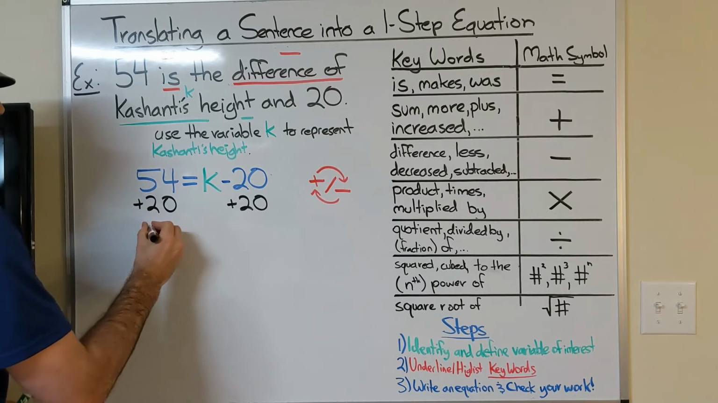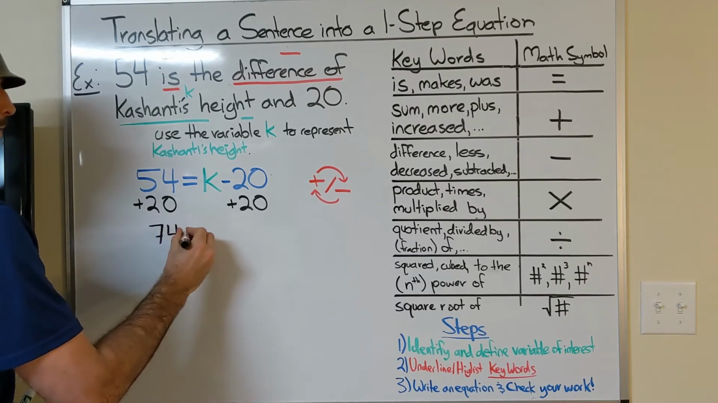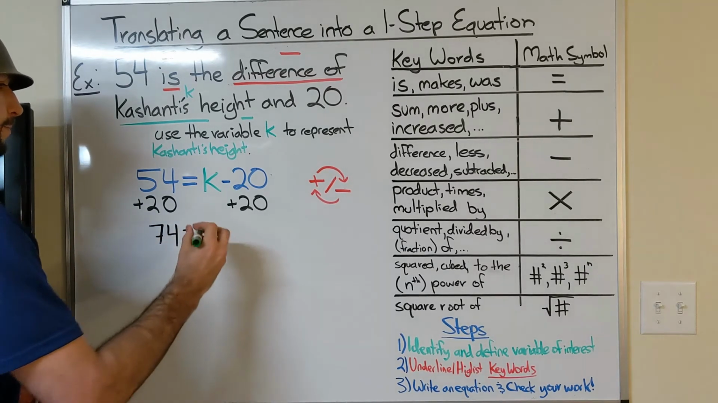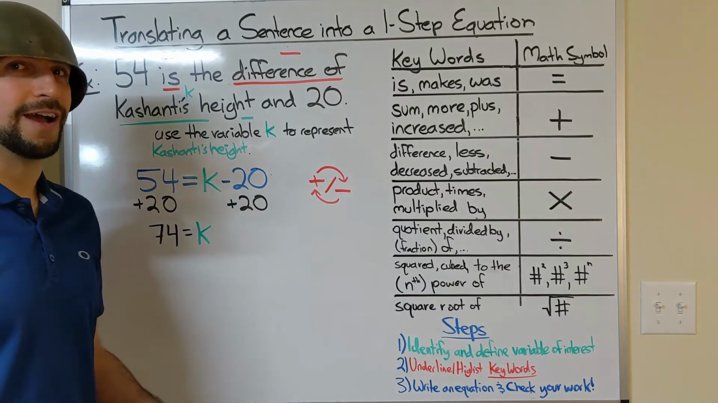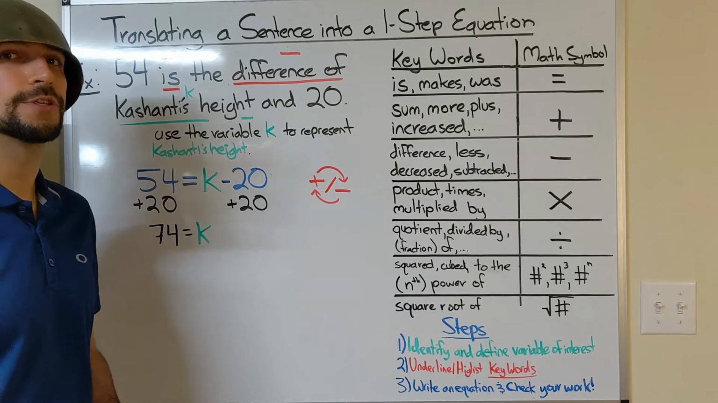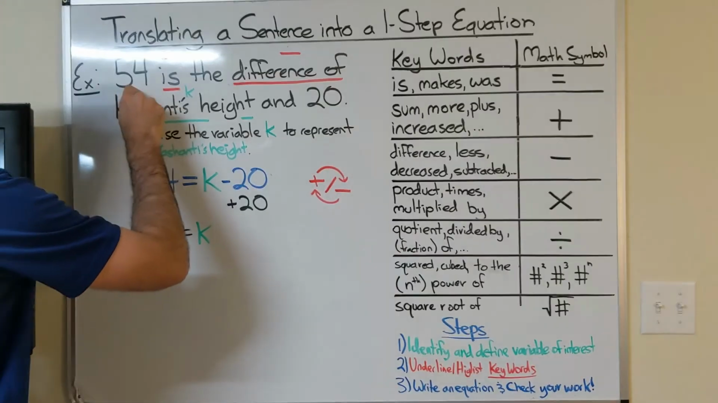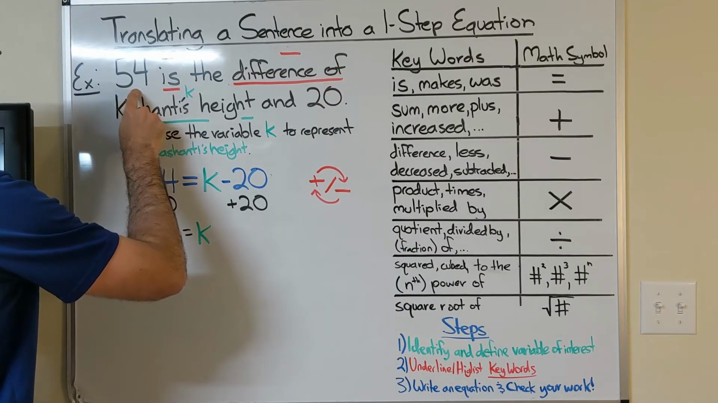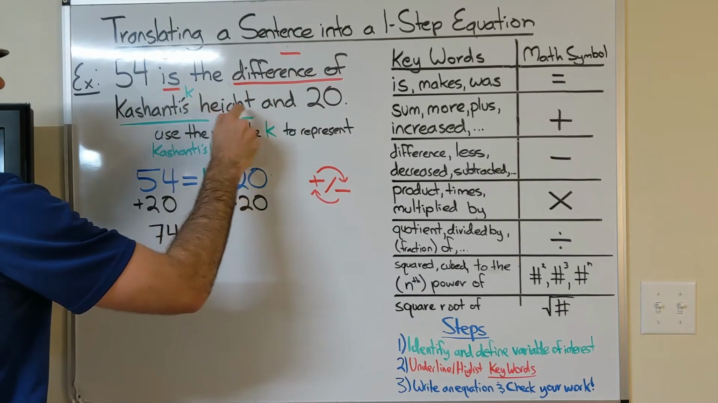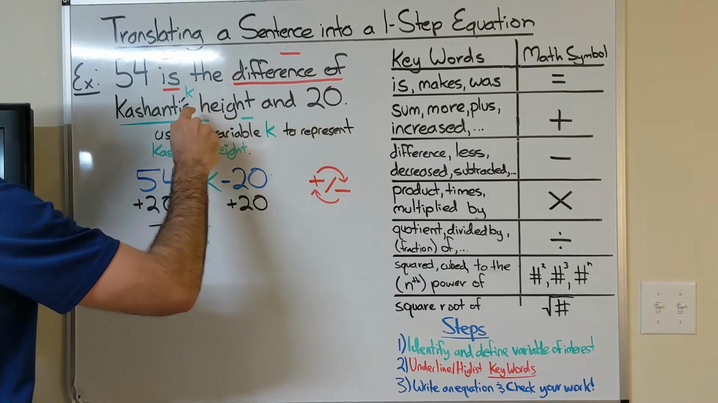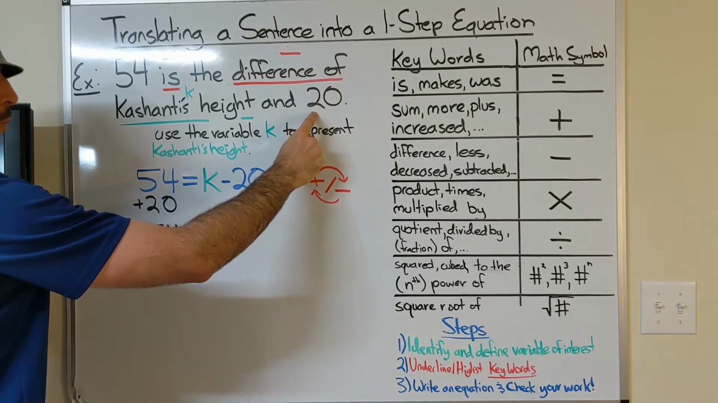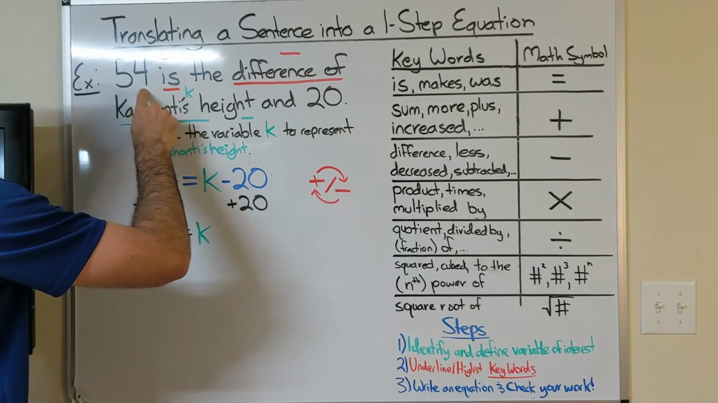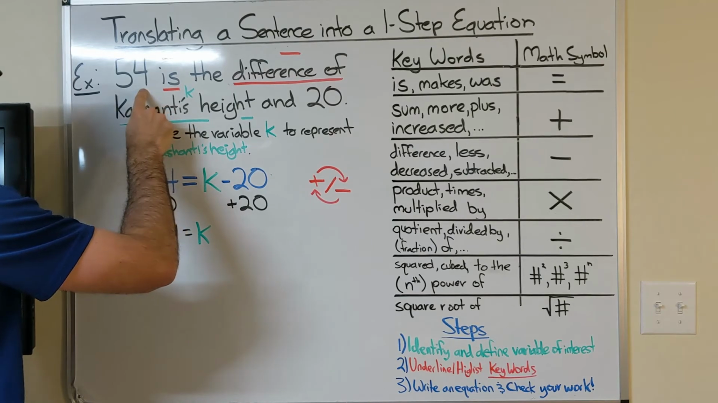54 plus 20 is 74, so k equals 74. Well, we ended up with a positive height. That's a good sign, but let's make sure this makes sense. Is 54 the difference of Kashanti's height and 20? So if we took Kashanti's height, we believe it's 74 inches, and subtracted 20, would it be 54? Yes, 74 minus 20 is 54.